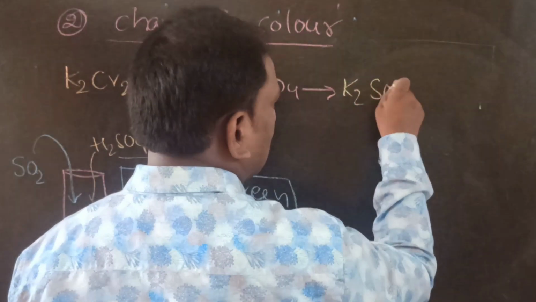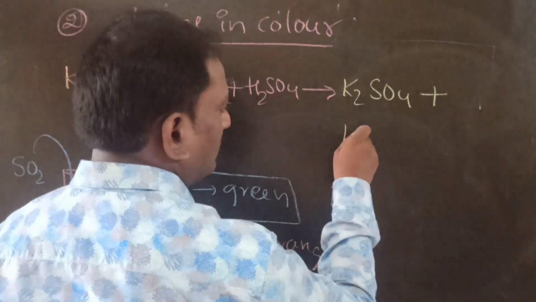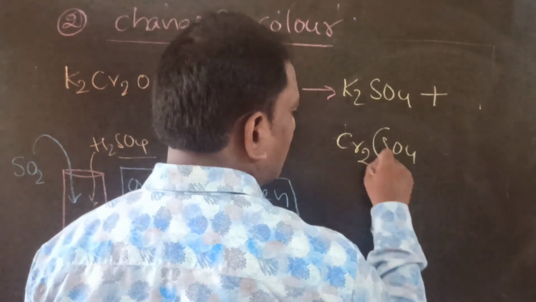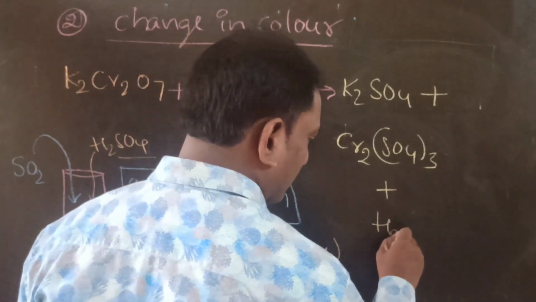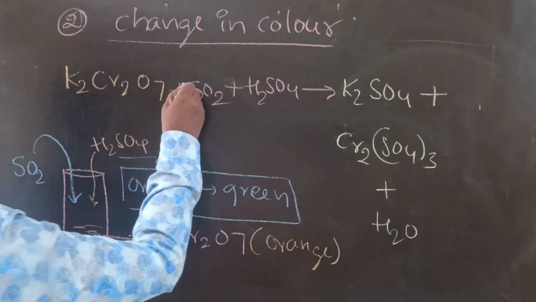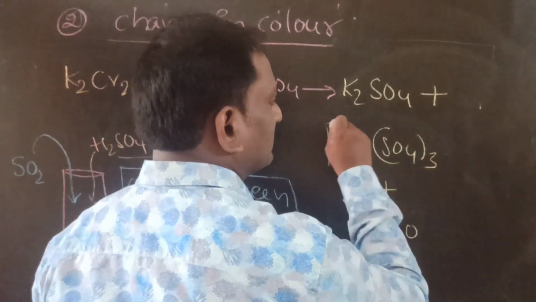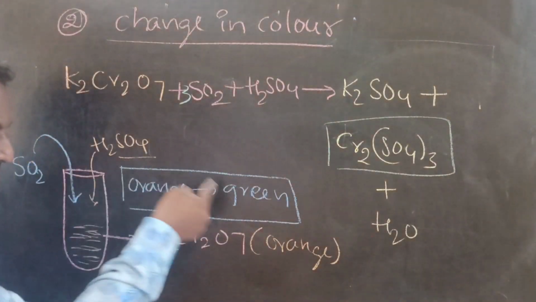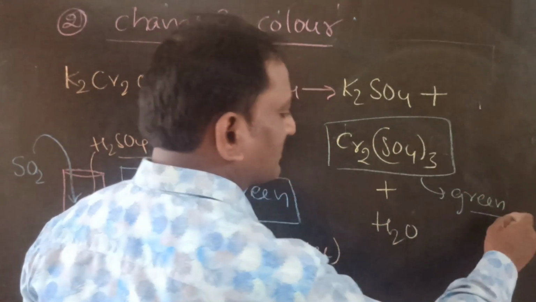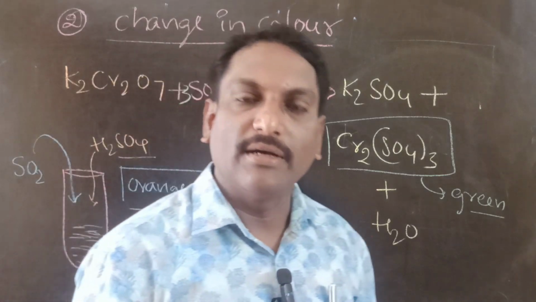potassium sulfate plus chromium sulfate plus water. This is a green substance. The solution turns into green color due to formation of chromium 3 sulfate, which is a green colored substance. So that's why the orange colored potassium dichromate changes to green color.